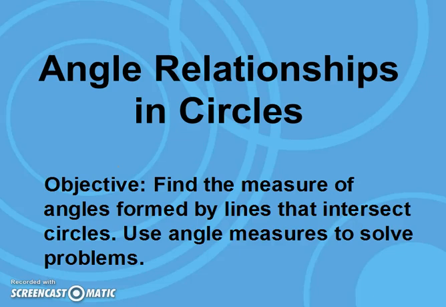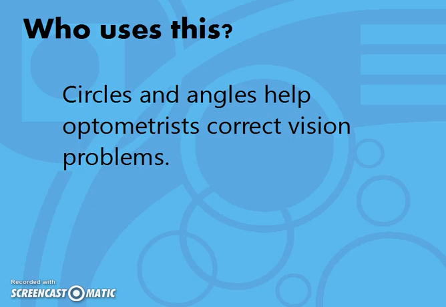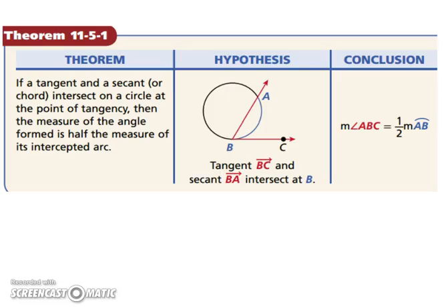Angle relationships in circles. Our objective is to find the measure of angles formed by lines that intersect circles, as well as use angle measures to solve problems. Who uses this? Circles and angles help optometrists correct vision problems. Let's look at a formula.